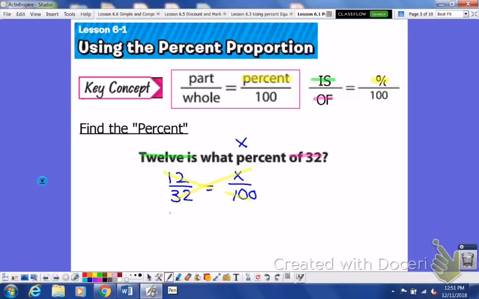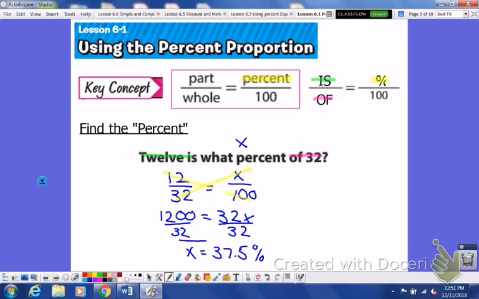So 12 times 100 gives us 1,200 equals 32 times x is 32x. We divide by the number with the variable, and we get x equals 1,200 divided by 32 is 37.5. We are looking for a percent, so we need to make sure we label that 37.5%.